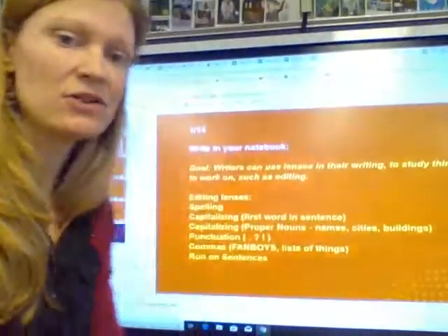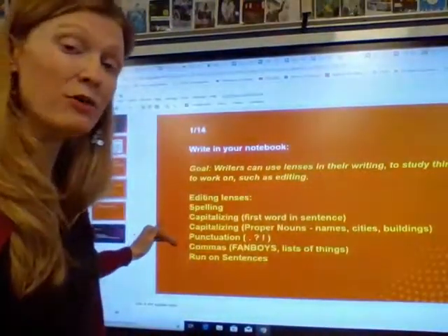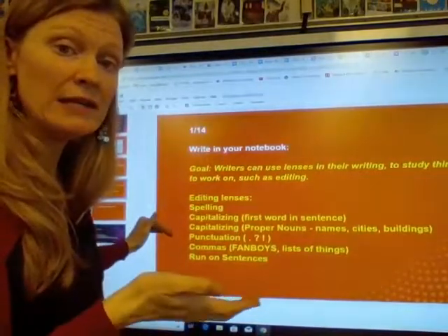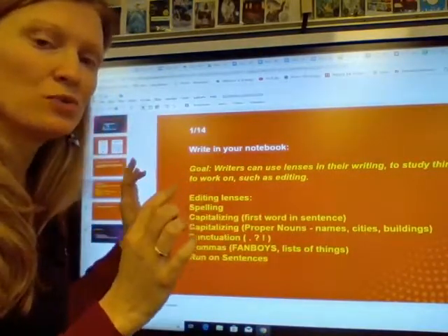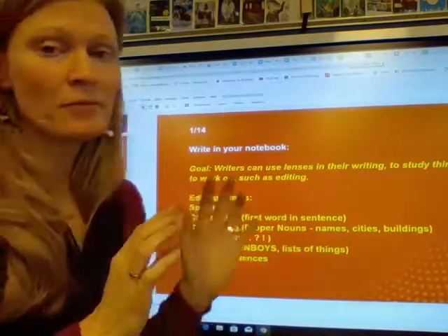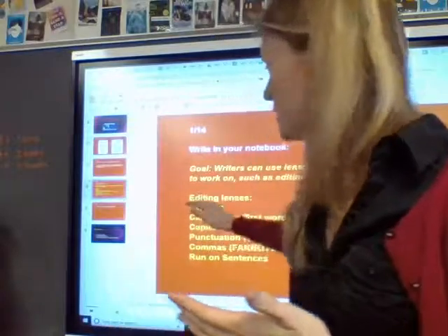When editing, it's sometimes easier to just look and think about one specific thing as you read through it. And that's why I had you write down this list of things that are going to help you with editing your paper if you try on each of those lenses as you read through. I want you to read through your paper a few times. The first time would be looking at just spelling.